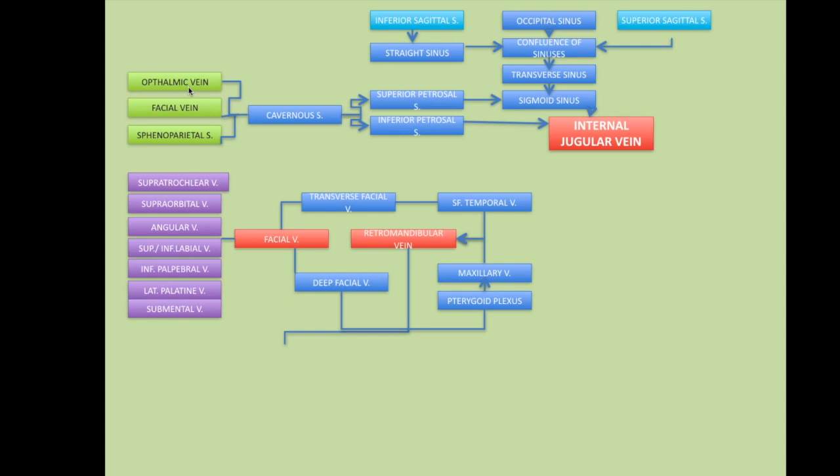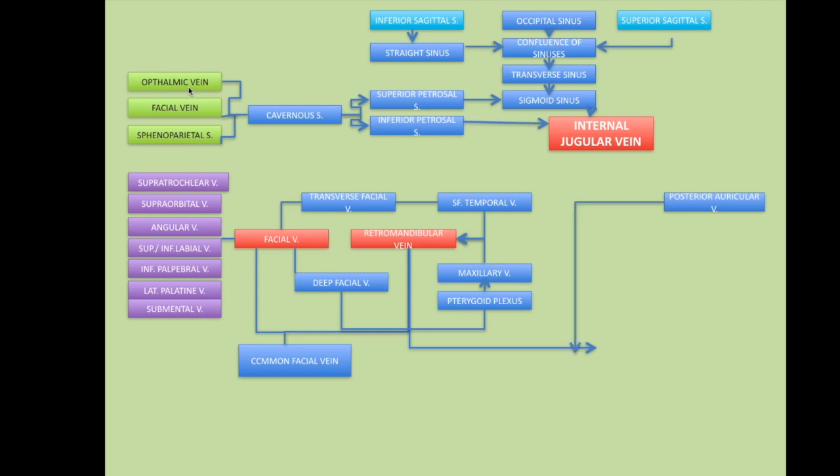The retromandibular vein divides into anterior and posterior parts. The anterior part of the retromandibular vein combines with the facial vein to form the common facial vein. The posterior part of the retromandibular vein goes posteriorly, where it joins with the posterior auricular vein to form the external jugular vein. The external jugular vein again receives the occipital vein.